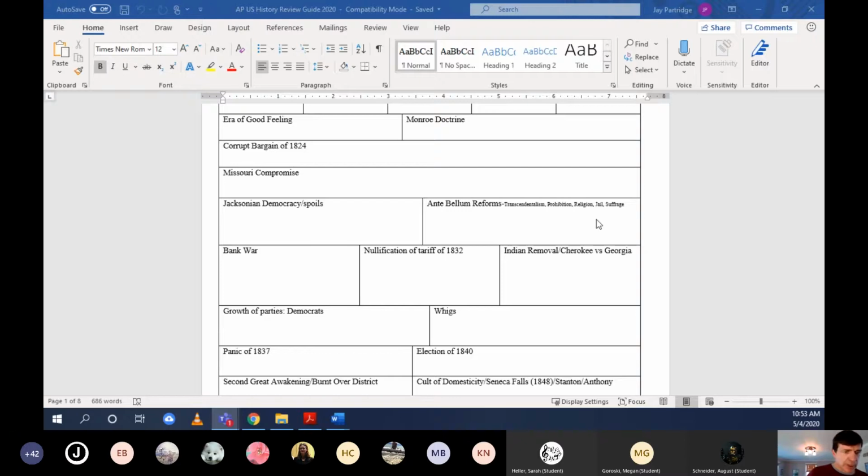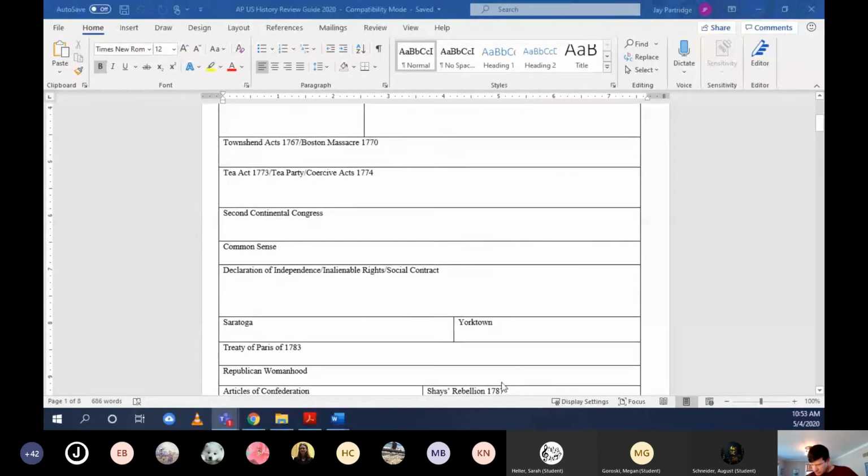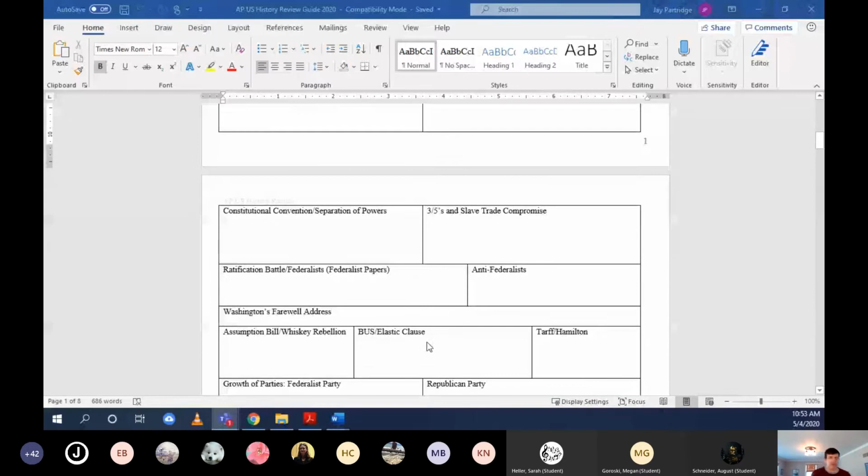Next one, where are we at here, Jarek? Okay, Constitutional Conventions. Let's go back up. Okay, so it's the top of page 2.